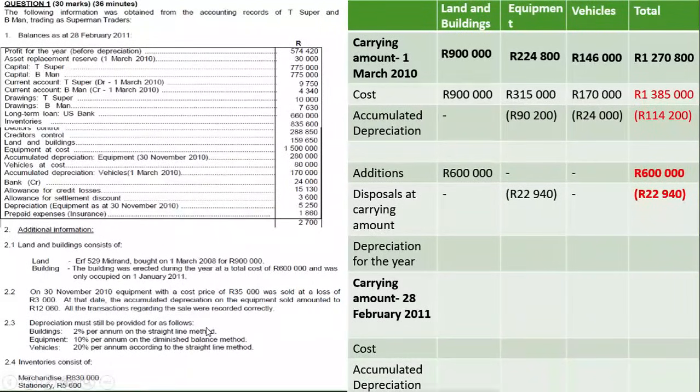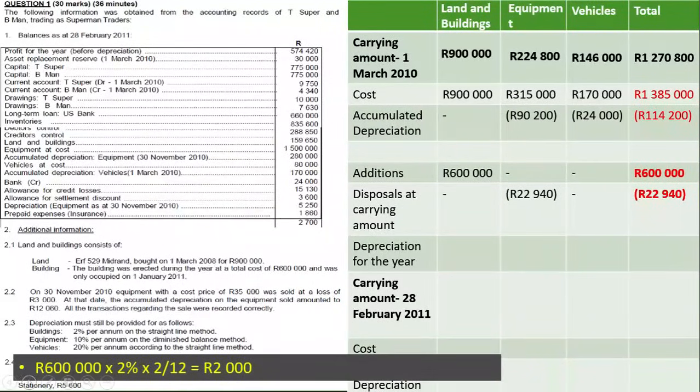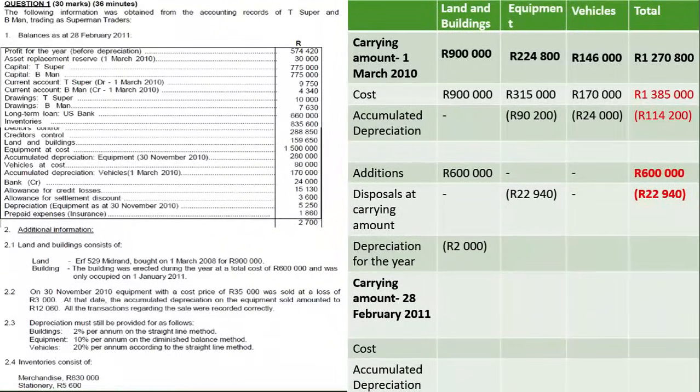So let's do the calculation. We take 600,000 rand, which is the cost of the building, times 2% per annum, times 2 months. It was only occupied for 2 months in this period, because that's January and February, divided by 12 months in a year, and it gives us a total of 2,000 rand. So the building got depreciation during the year of 2,000 rand. We put 2,000 rand in brackets because it's depreciation, it's depreciating our assets.